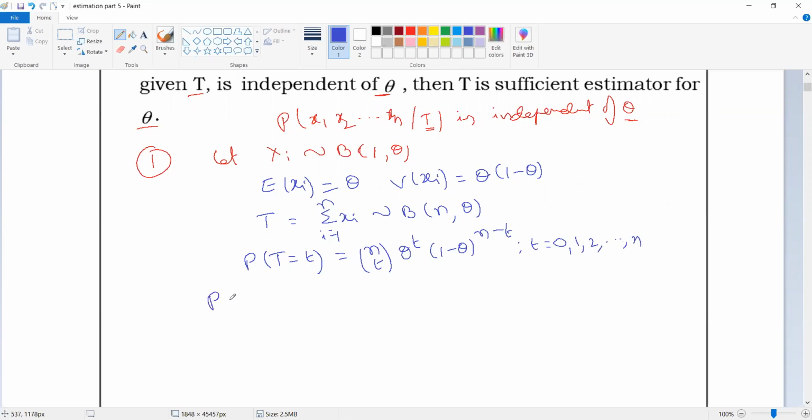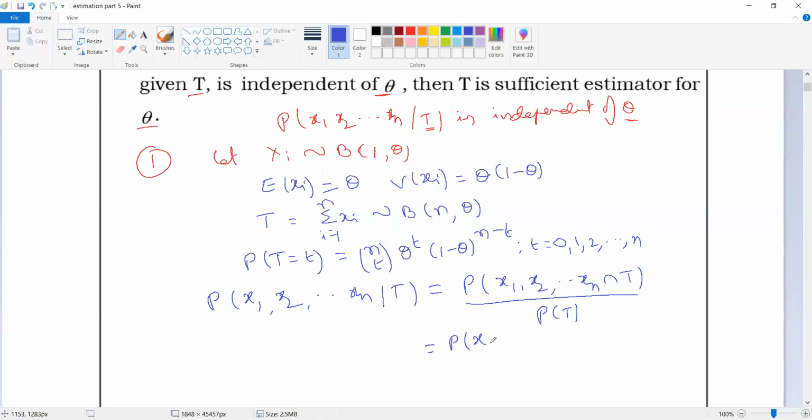Now apply the definition. The conditional distribution of the sample observations given T is equal to the probability of x1, comma, x2, comma, and so on, xn, where x1, x2, xn are IIDs, intersection T, by the probability of A given B formula, probability of A intersection B divided by probability of B. Now all are independent, so here is probability of x1 into probability of x2 into probability of xn, intersection probability of T equal to small t, divided by probability of T.